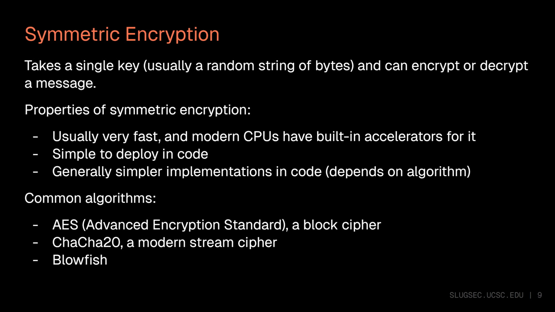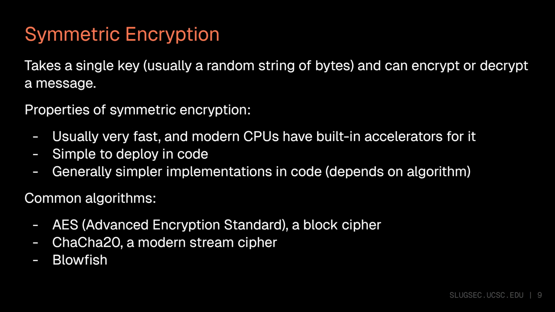Okay, so symmetric encryption. This is probably one of the most important forms of encryption you should be aware of, because it's what is used for any kind of bulk encryption. So any kind of encryption on a network, right? Encrypting any kind of network connections, all done through symmetric encryption. So symmetric encryption, as I said before, takes a single key, usually a random string of bytes that is generated, and then can use that same key to encrypt and/or decrypt a message.